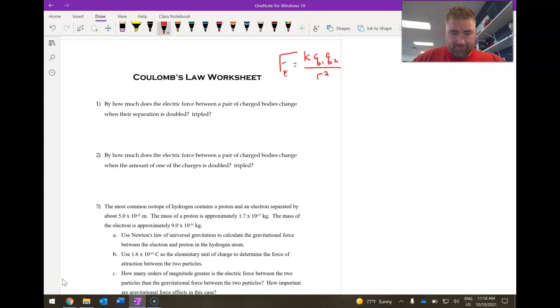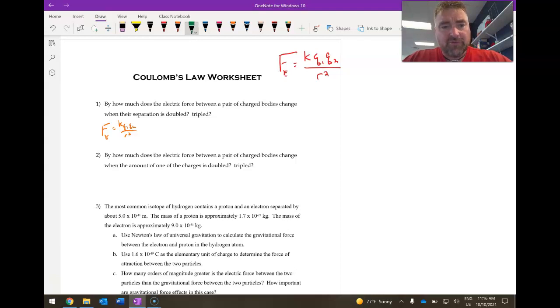If we look at number 1, how much does the electric force between a pair of charged bodies change when the separation is doubled and then tripled? There's a unique way of doing these because they aren't asking you to find a solution. They're asking you for the change. I encourage you to use the equation: F is equal to K Q1 Q2 over R squared. Since they aren't actually asking us to calculate anything, just make up numbers.